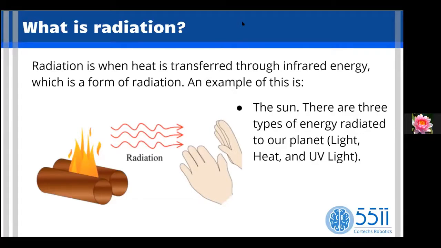All of the light, heat, and UV light that we get from the Earth comes from the sun. These 3 types of energy are radiated throughout our planet because the sun is very hot. Other types of these electromagnetic waves are microwaves, radio waves, X-rays, and gamma rays.